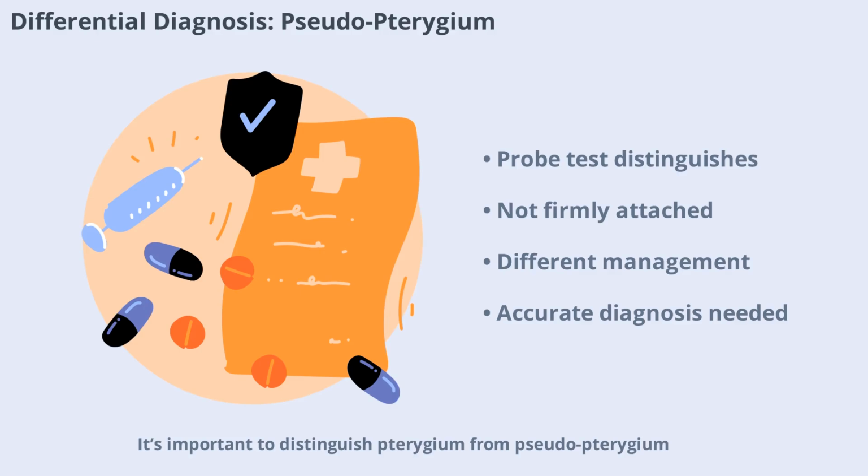It's important to distinguish pterygium from pseudopterygium. Pseudopterygium is a similar-looking fold, but it is not firmly attached to the sclera. A simple test involves passing a probe underneath the fold. If the probe passes through, it is likely pseudopterygium. This distinction is crucial because the management and prognosis differ between the two conditions. Accurate diagnosis ensures that patients receive the most appropriate care for their specific condition.